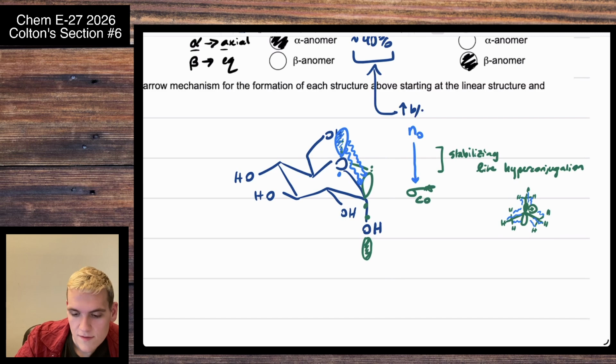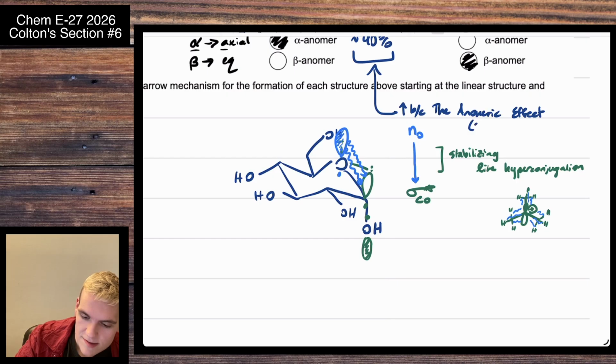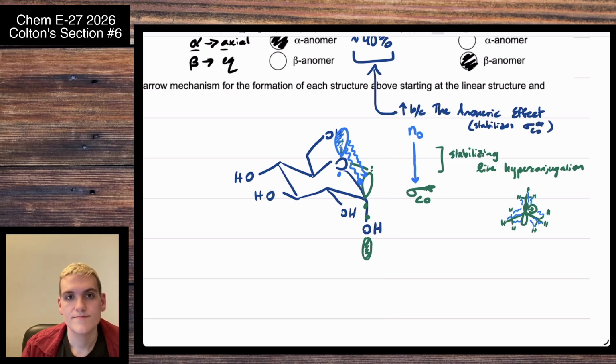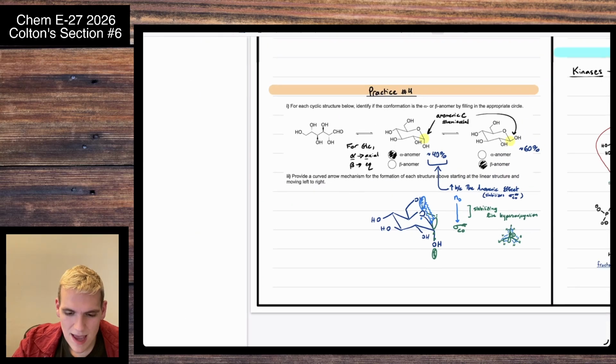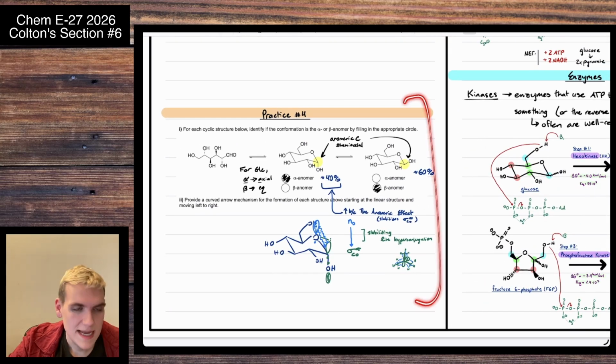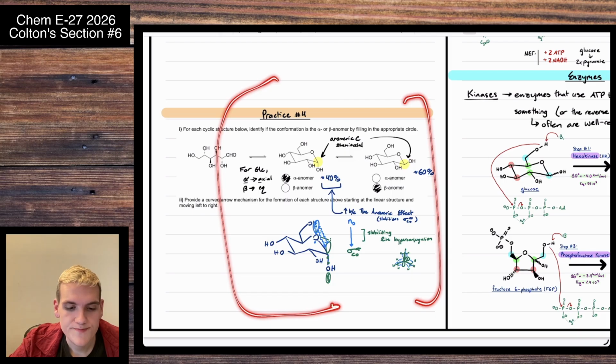Increased because of the anomeric effect, which stabilizes the antibonding orbital. So that's maybe the biggest thing that I wanted to say here on the sugar conformation.